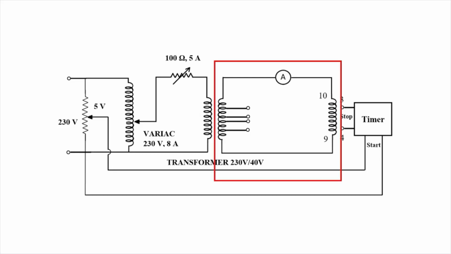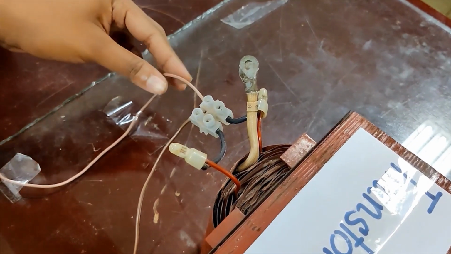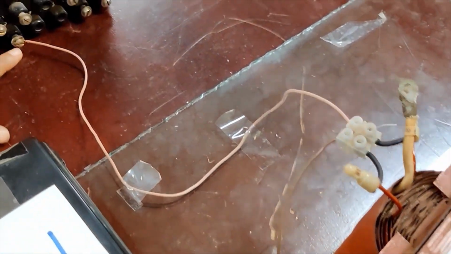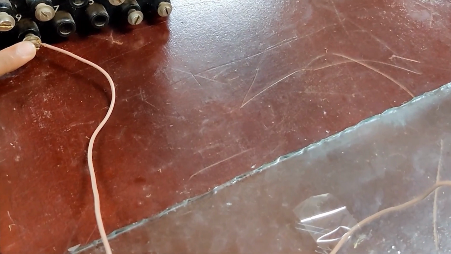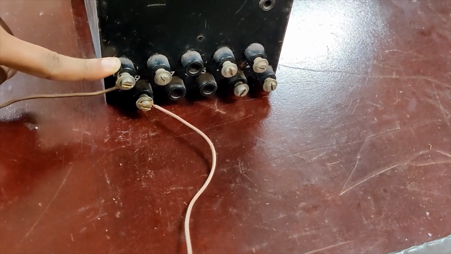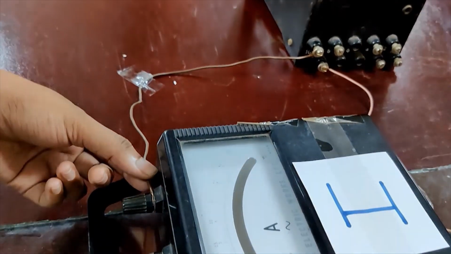The secondary side of the transformer is connected to the inverse overcurrent relay. From the transformer, it is connected to the overcurrent relay, in series with an ammeter.